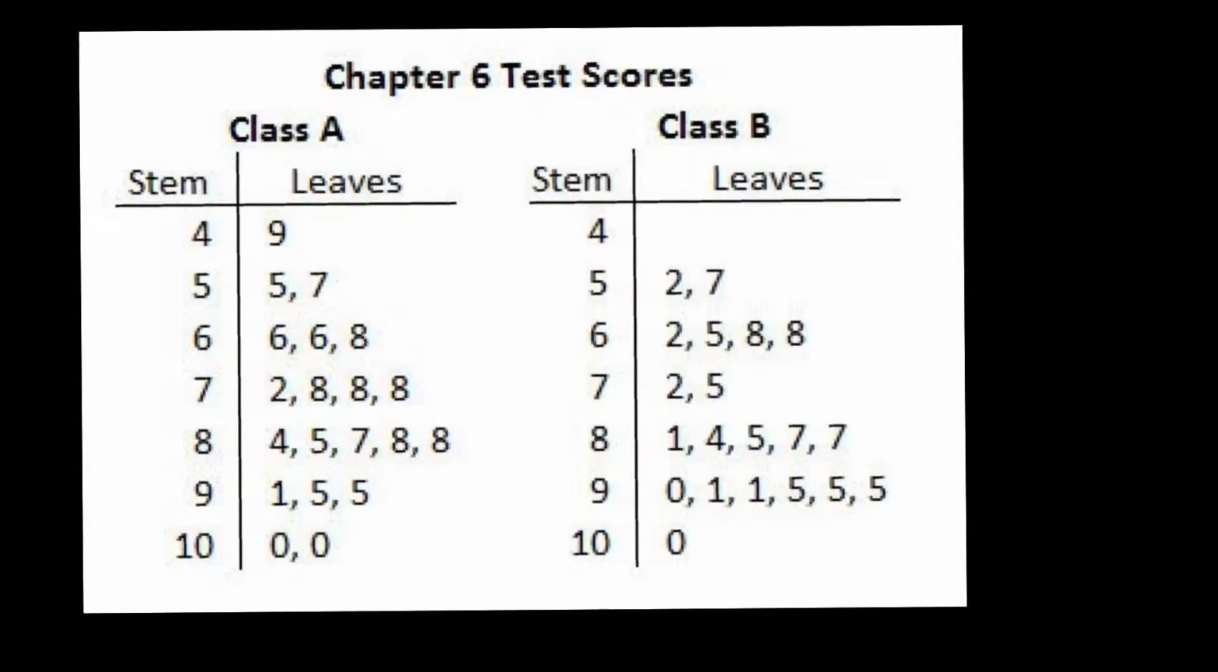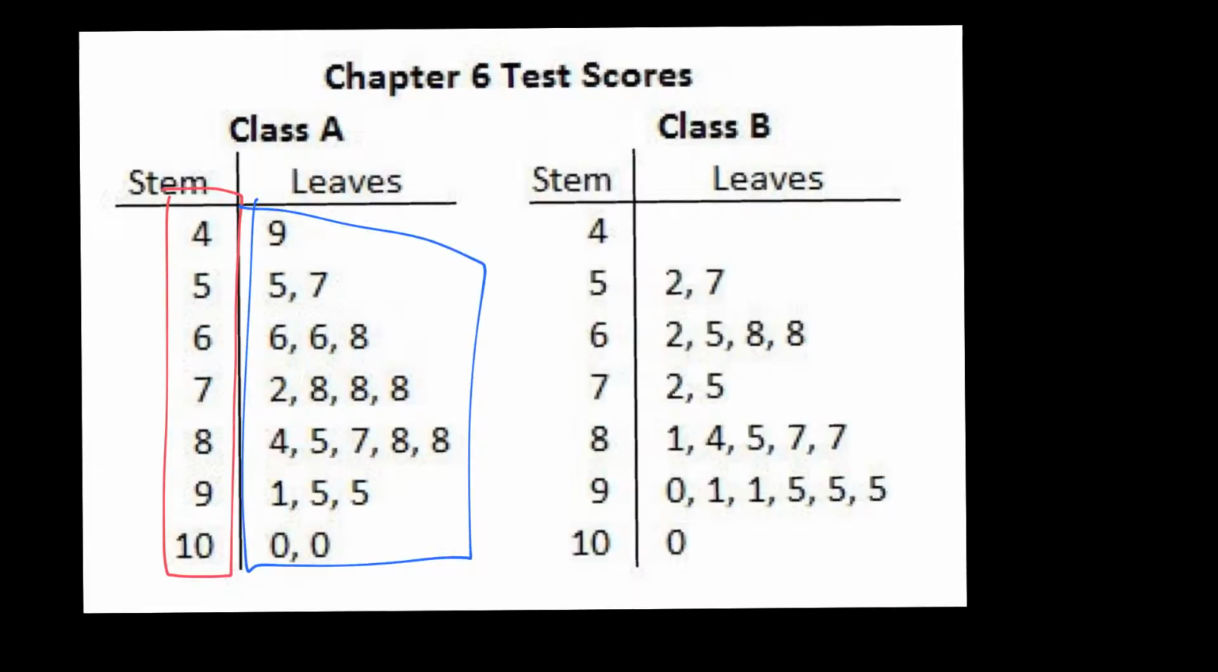So, for example, since these are test scores, these are actually all out of 100. How you read this is that the first part, the stem, is the first part of the number, and the leaf is the second part of the number. So this right here is showing 49, because it would be a 4, and then the 9.